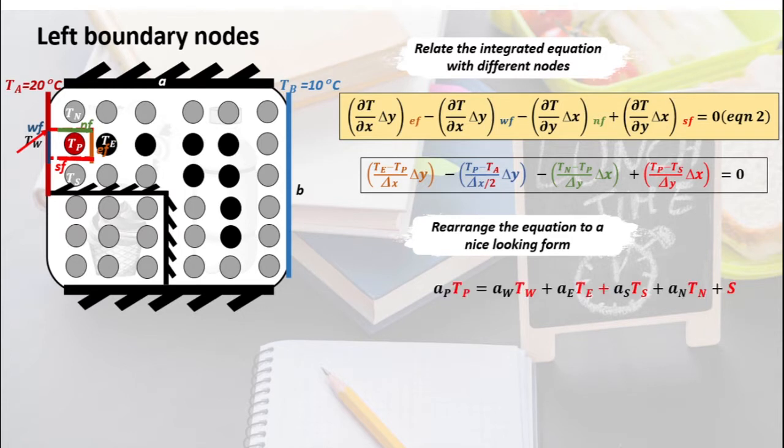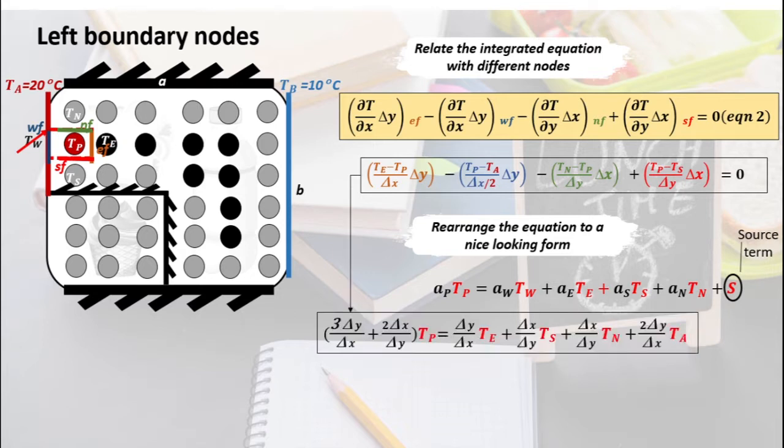We're going to rearrange this equation to our coefficient form, right? And S is, as usual, the source term. And after rearranging, this is what we get. And notice that we don't have the TW term anymore. Instead, we have a TA term as a source term in this equation.